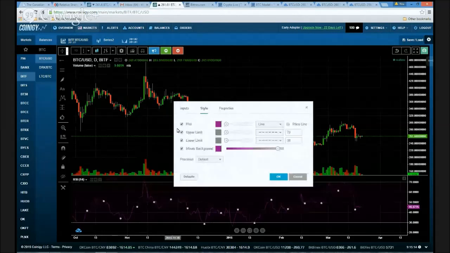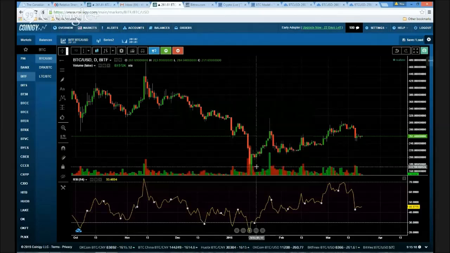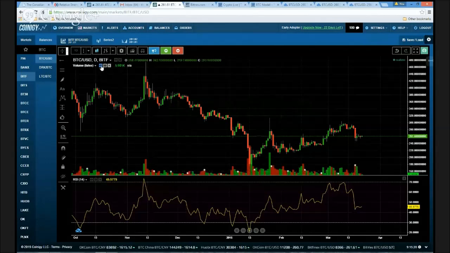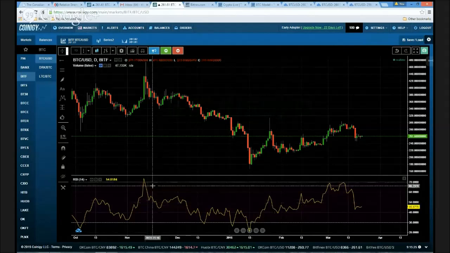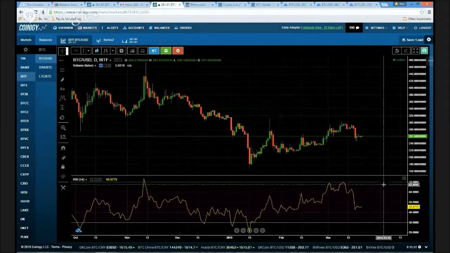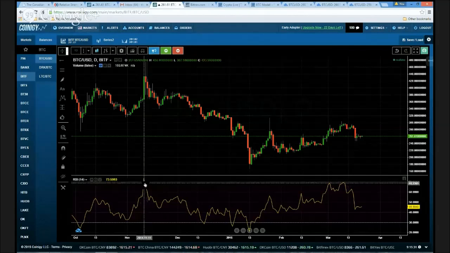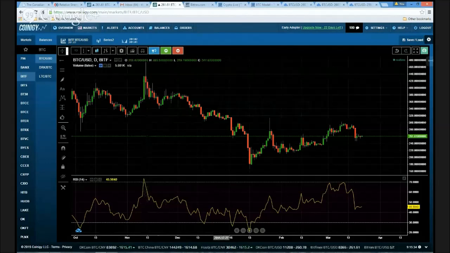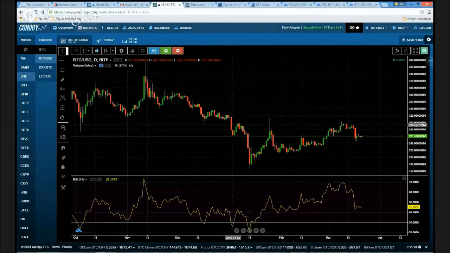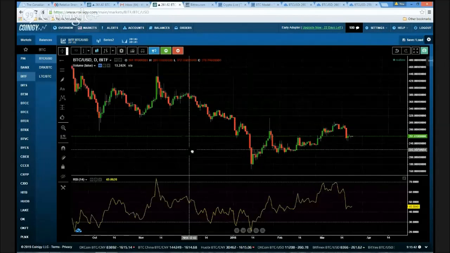Let's change this back to yellow. There we go. And we'll hide that. So now this is off of the daily Bitfinex chart. And you can see, even just set at 70, the index got above what we consider overbought on this massive spike up in price. And it got oversold a couple times here as price was really tanking. It's a handy little tool.